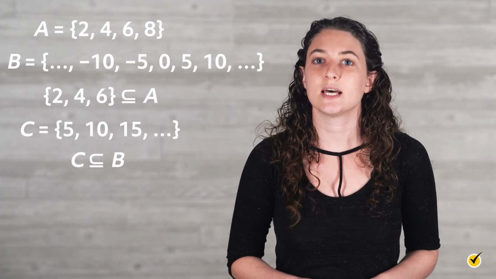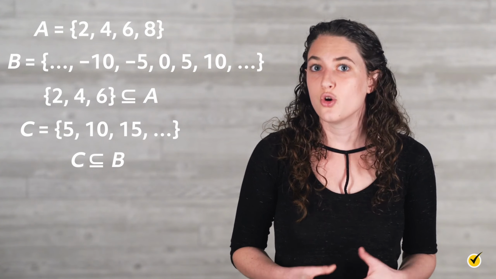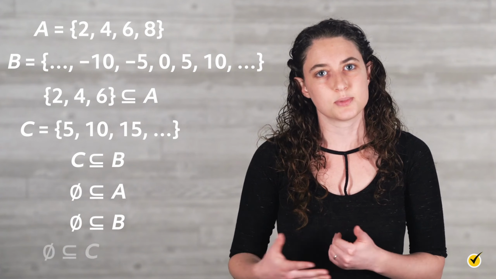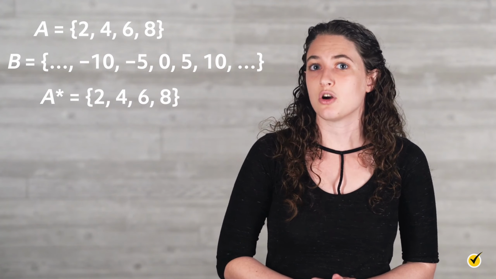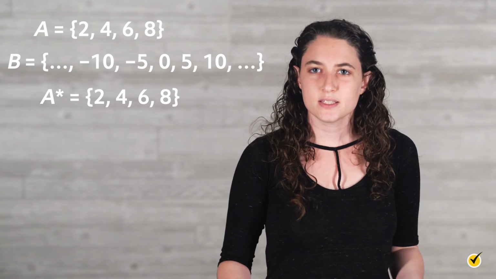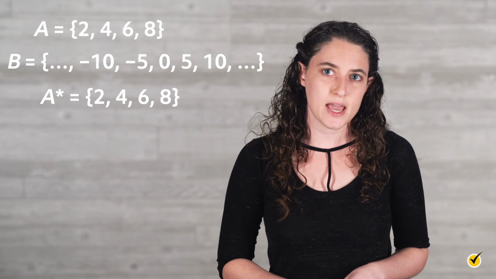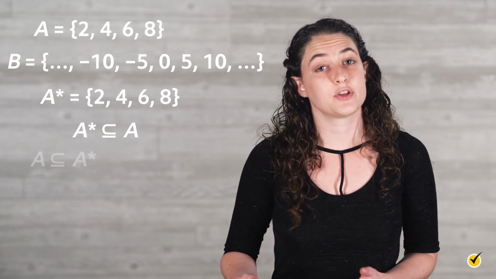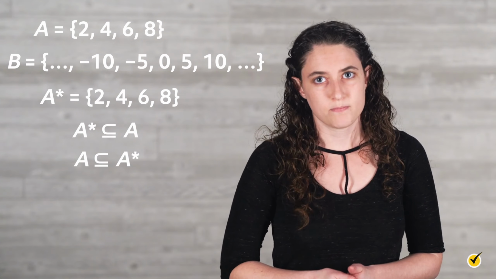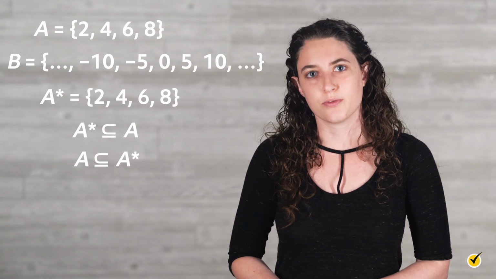Because we said the empty set is understood to be in every set, we can write that the empty set is a subset of every set too. Let's say we have a set called A star, which is identical to A. Because everything in A star is included in A, we can say that A star is a subset of A. Likewise, everything in A is included in A star, so A is a subset of A star.